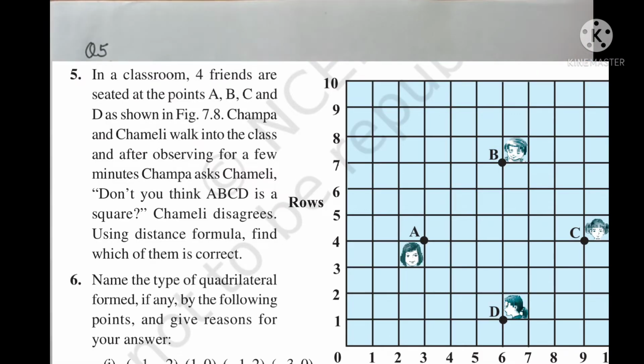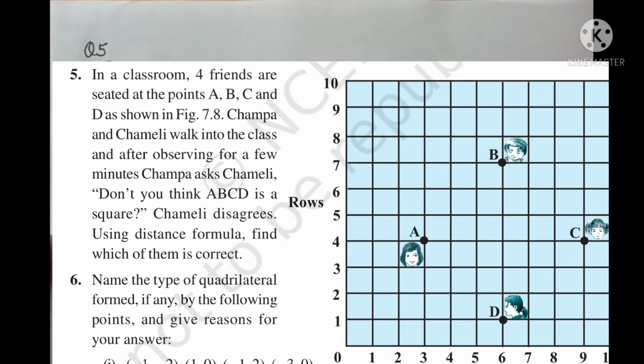Question 4 says that in a classroom 4 friends are seated at points A, B, C and D. Champa and Chameli, when they walk into the class, observe, and Champa asks Chameli, don't you think ABCD is a square? Such an observation is definitely an important aspect for a mathematics student. Chameli disagrees. So the question says, using the distance formula find out which of them is correct.